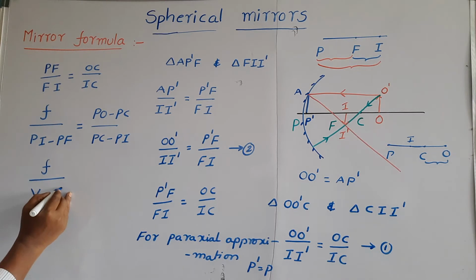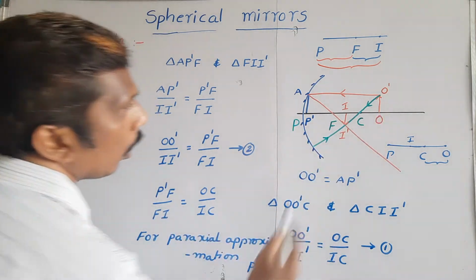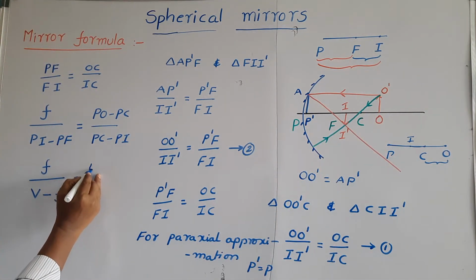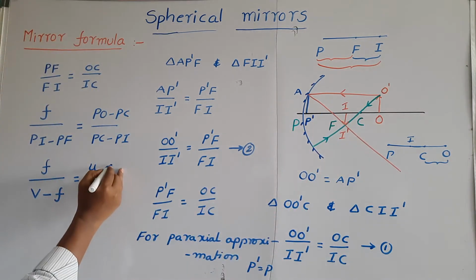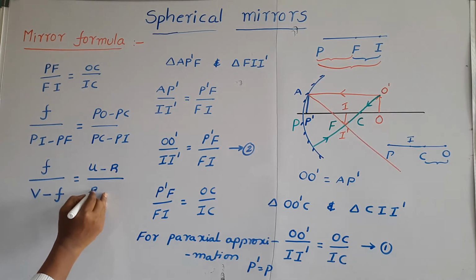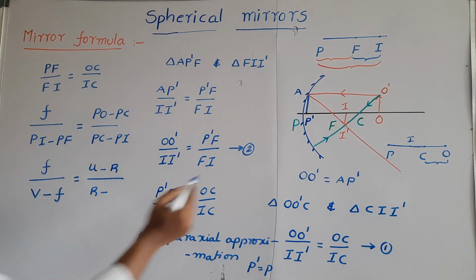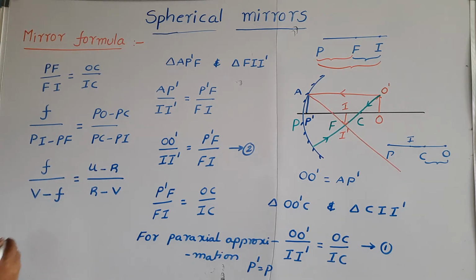Pole to focus is called focal length denoted by letter F, which is equal to PO. PO stands for pole to object. Pole to object is called object distance U minus PC. Pole to center is called radius of curvature R divided by PC means R minus PI. Pole to image is called image distance V we can write. But we know radius of curvature R is equal to 2 times of focal length.